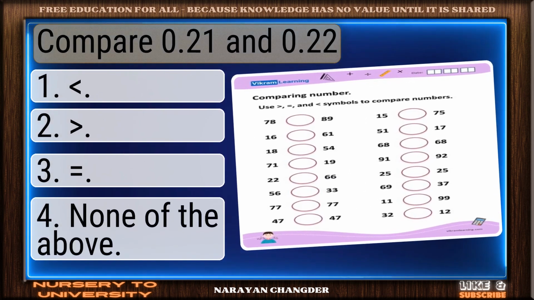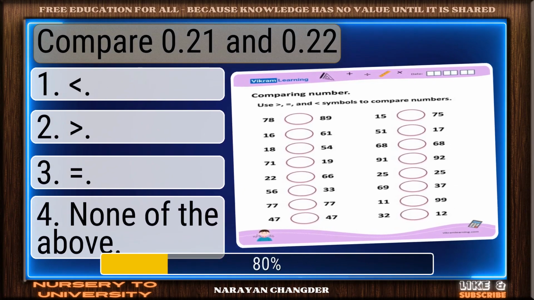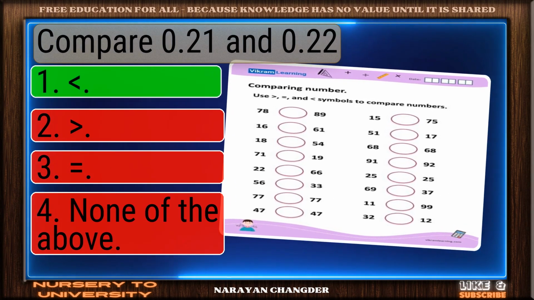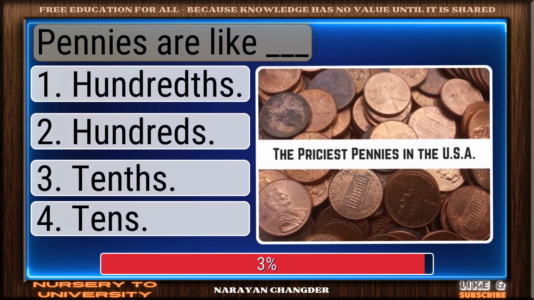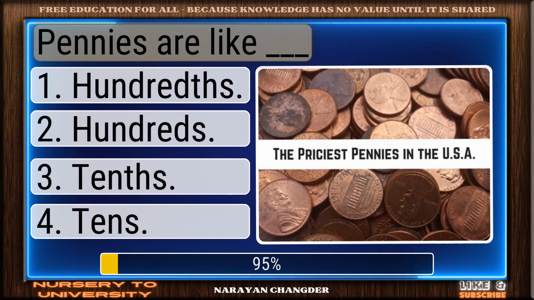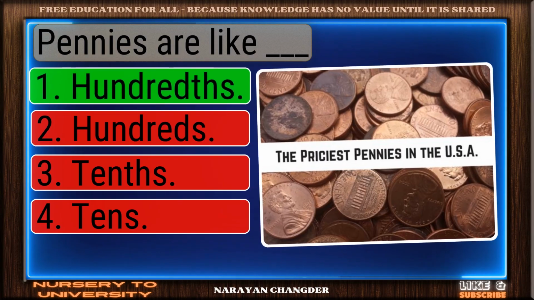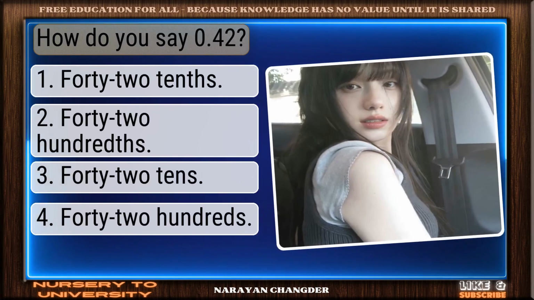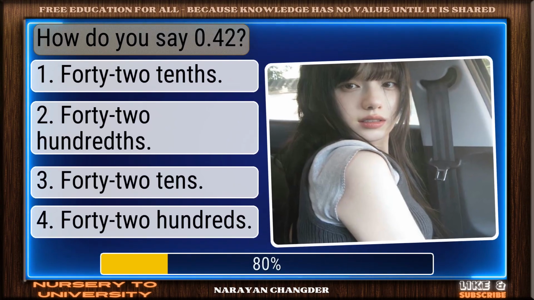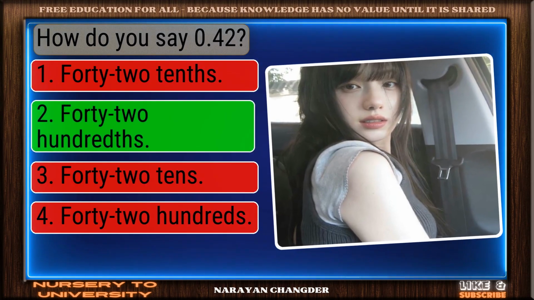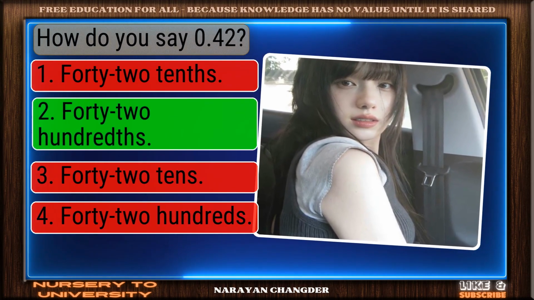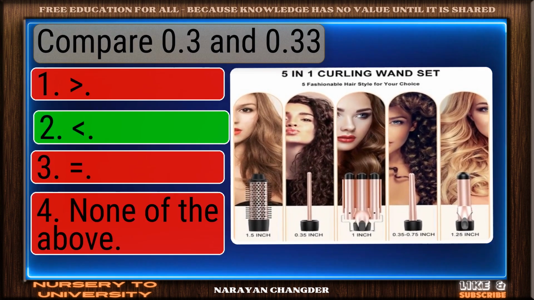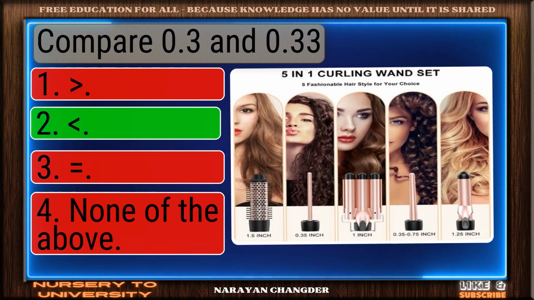Compare 0.22. Sharp thinking is the right choice. Pennies are like dash. Nice selection. Hundredths is the correct and valid answer. How do you say 0.42? Good job. Your answer 42 hundredths works well here. Compare 0.33. Great thinking is the right choice.